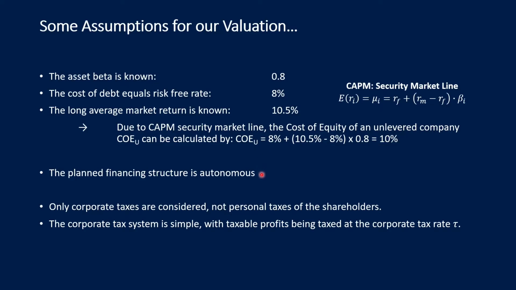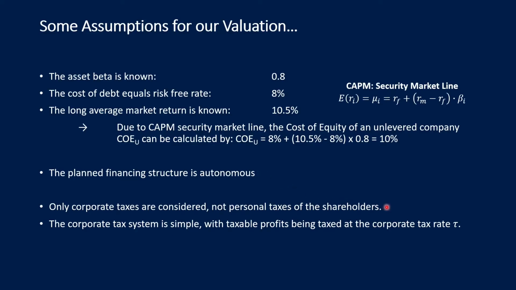The planned financing structure is autonomous. There is a huge discussion about the planned financing structure. Autonomous means that we apply debt as a plug in our planning. There are different ideas how to adjust future financing structures, but I think autonomous is the usual or practice-oriented assumption that can be made here. Coming from this assumption, the adjusted present value method is the preferable method of all 4 DCF methods.